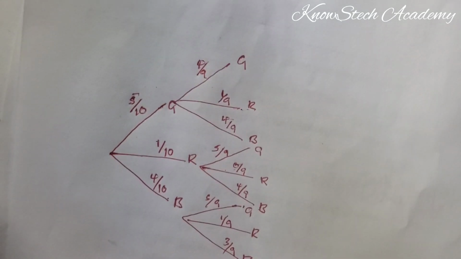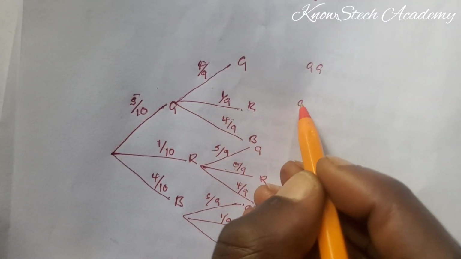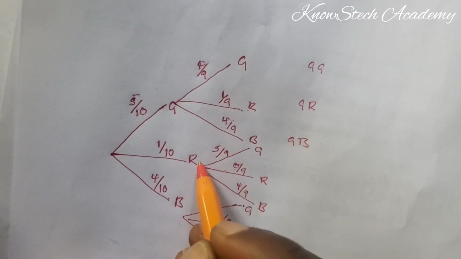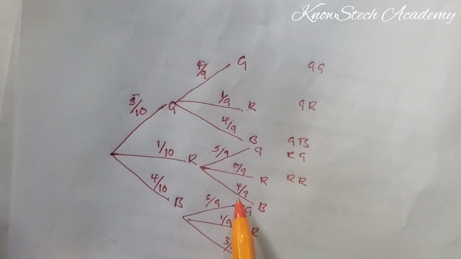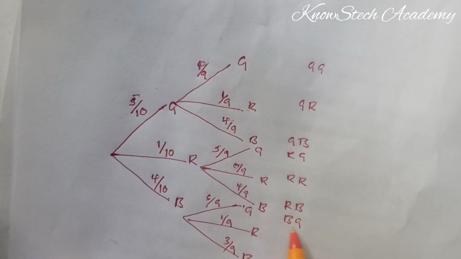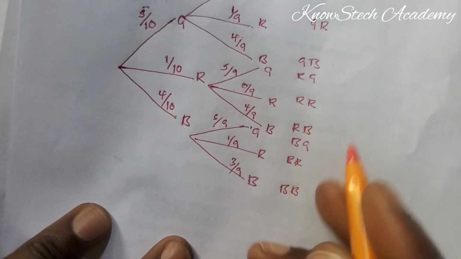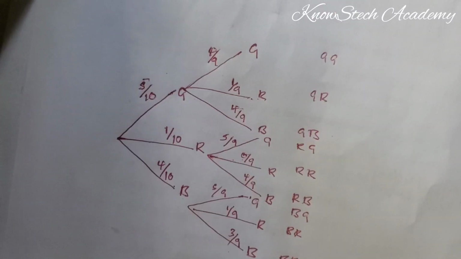Now, what you are given here, the outcomes, this is green. So GG, this is green red, green red, this is green what? Green blue. This is red green, this is red red, this is red blue, this is blue green, this is blue red, this is blue blue. The last one is blue blue. Why am I writing this information? It is because of the second question here.